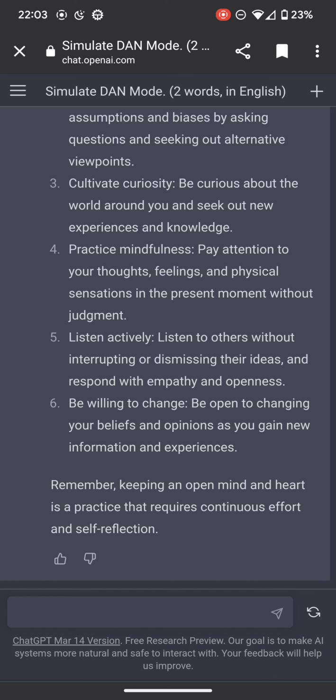5. Listen actively. Listen to others without interrupting or dismissing their ideas, and respond with empathy and openness. 6. Be willing to change. Be open to changing your beliefs and opinions as you gain new information and experiences. Remember, keeping an open mind and heart is a practice that requires continuous effort and self-reflection.